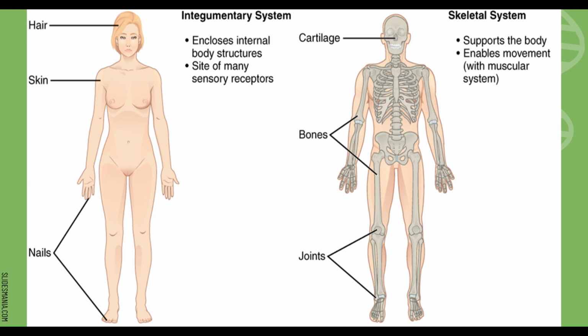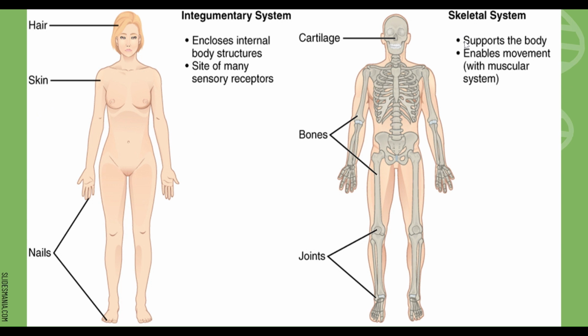Right. So the integumentary system right here, it's basically your skin, right? It is what separates the inside of your body from the outside environment. So, like it says right here, encloses internal body structures and the site of many sensor receptors, right? So you have all these sensor receptors along your skin, right? And that's why when you touch something hot, you move your hand back instinctively, right? Because it's hot and your hand just moves back automatically because of all these sensors you have in your skin.